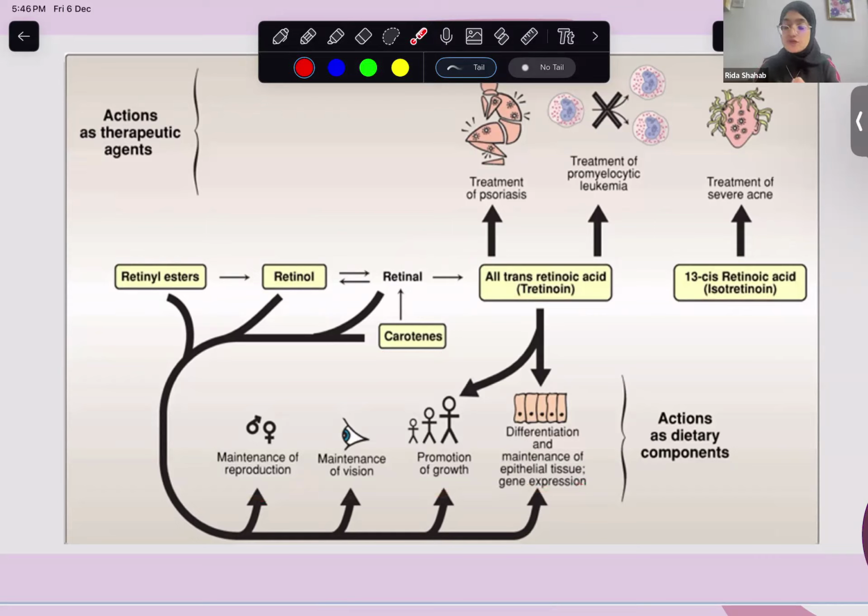We said there's going to be maintenance of reproduction, vision, growth and differentiation, and maintenance of the epithelial tissue. For tretinoin, you need to know that it's more of a treatment drug. It helps in the treatment of leukemia, okay? Whereas isotretinoin is more of a treatment of severe acne.